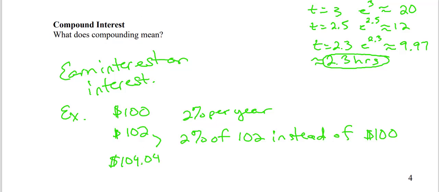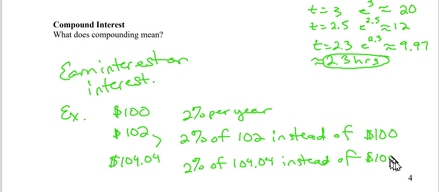Well, in a small interest rate and a small dollar amount, that doesn't seem like a huge difference, right? But if we keep doing that, instead of on the $100, it really starts to grow really quickly. Let me show you an example of how powerful compound interest can be.